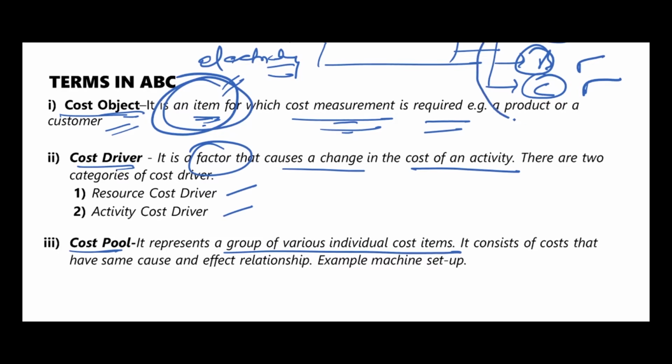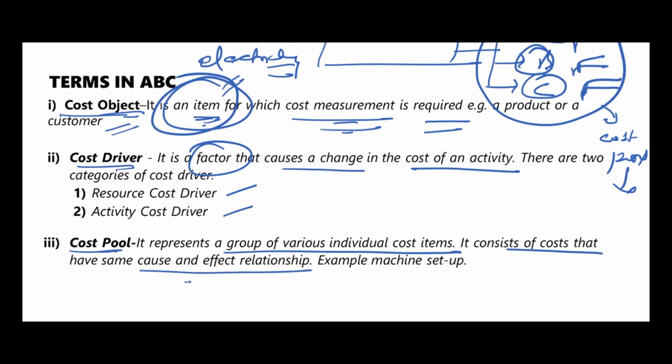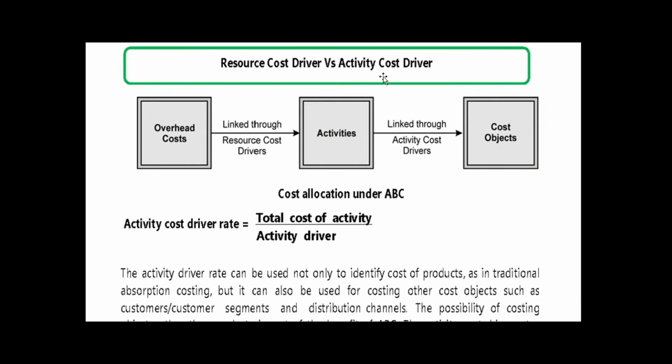So if we club these three together, that is product A, product B, and product C, then it can be called a cost pool. Cost pool means basically pooling of costs, a group of various individual cost items. So A, B, and C are these cost items and they can be clubbed together and called a cost pool. It consists of costs that have the same cause and effect relationship. Example, machine setup.